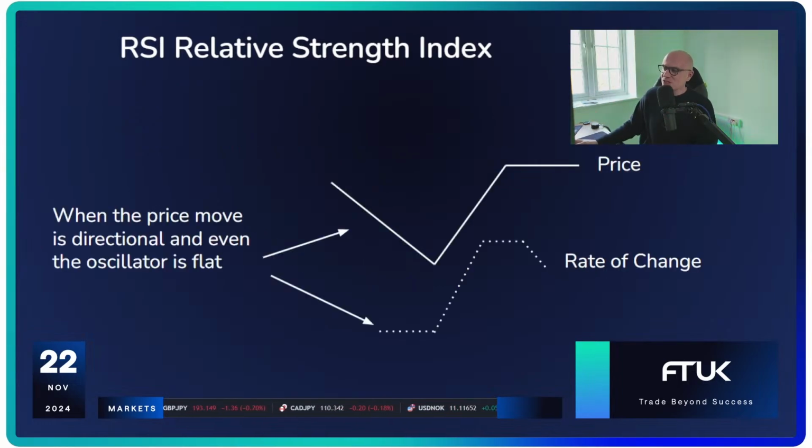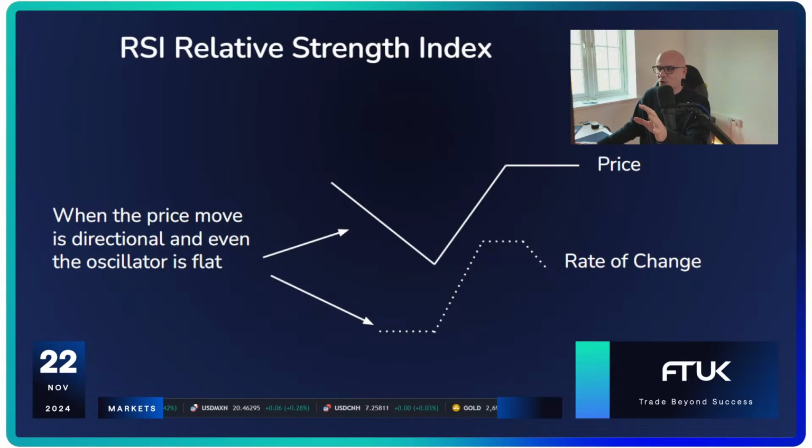So when the price starts to move in a very strong directional move like this, moving to the downside, what you'll find is that the rate of change is even. It's consistently the same. And that's where the RSI, the momentum element in the oscillator, tends to be relatively flat.